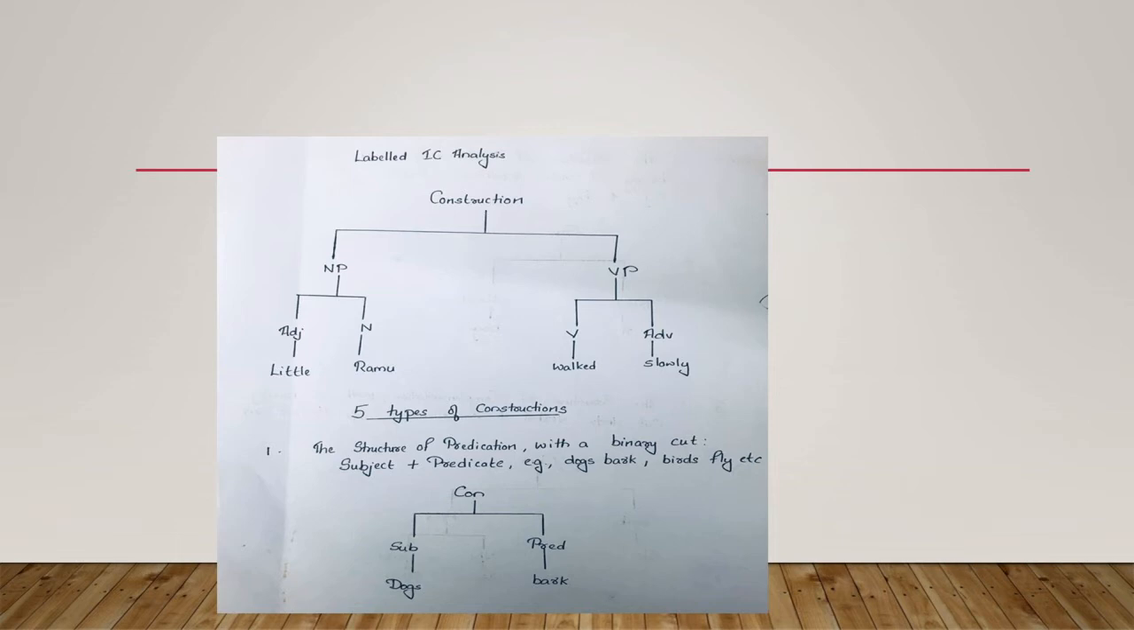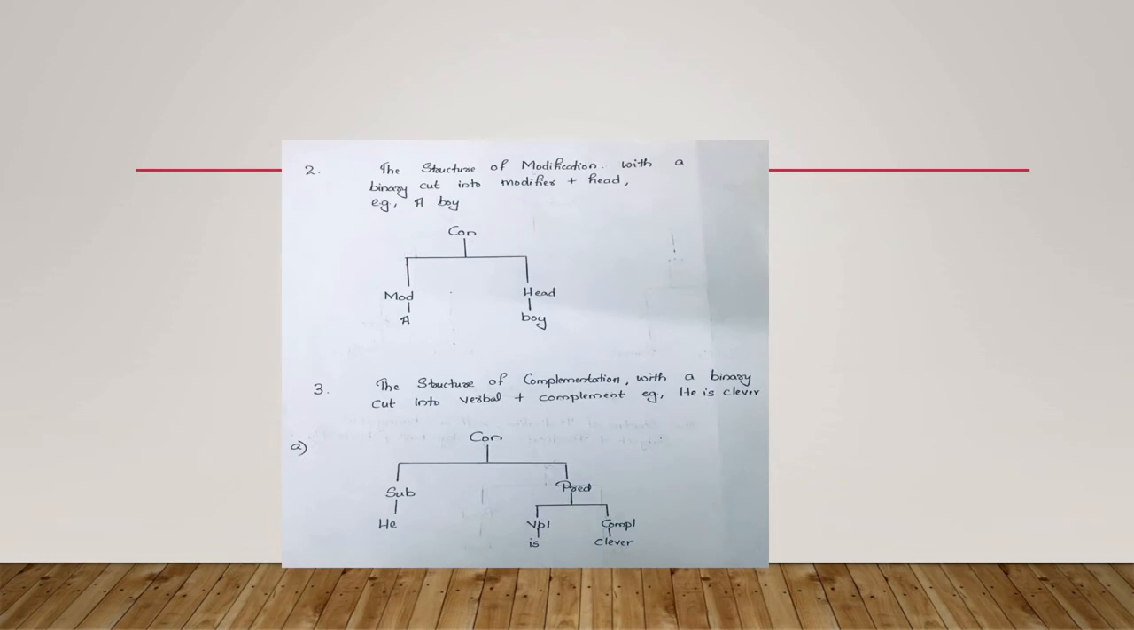Now, depending upon the function of the constituent, some structural linguists have grouped constructions into 5 types. Now, let us check these 5 types of constructions. The first one is known as the structure of predication. Structure of predication will always have a binary cut. In this type of construction, you can divide the sentence into a subject and a predicate. For example, dogs bark, birds fly, etc. So here, subject will be dogs, predicate will be bark.